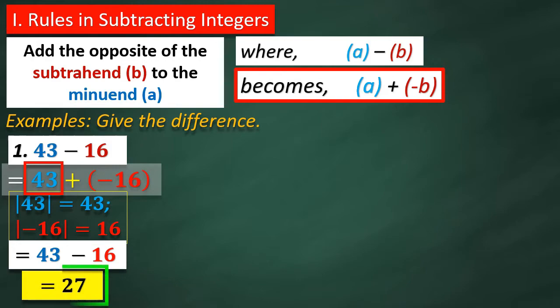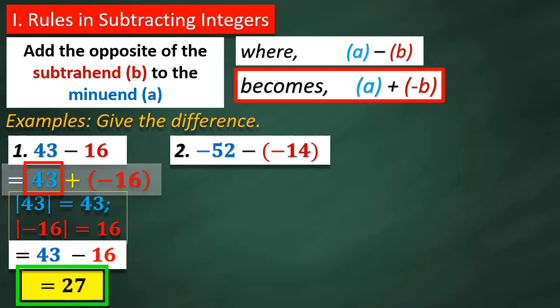Number 2, negative 52 minus negative 14. We add the opposite of the subtrahend negative 14 to the minuend negative 52. It becomes negative 52 plus 14.